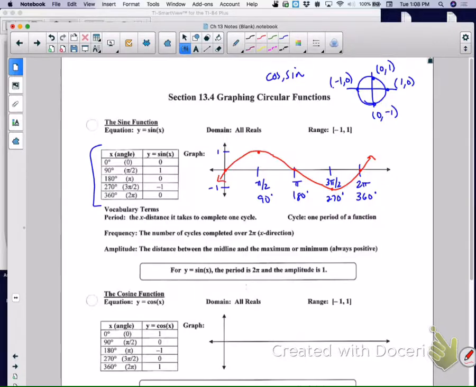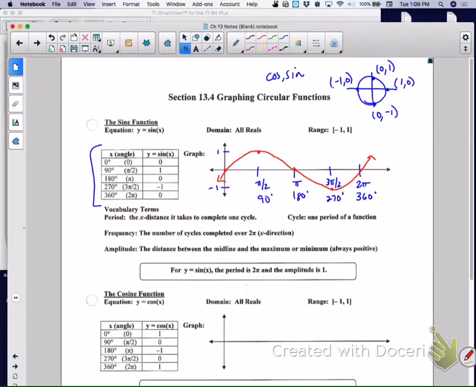The period is the x distance that it takes for you to make a complete cycle. And the cycle is really kind of also the period of the function. It's what the graph does. So in this case, the graph goes up and it goes down. I can see the whole pattern, if you want to think of it that way. The frequency is the number of cycles that you have in a 2 pi span. So in this case, I have 1.